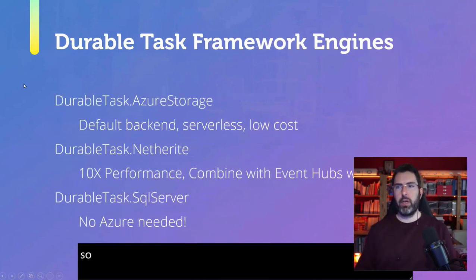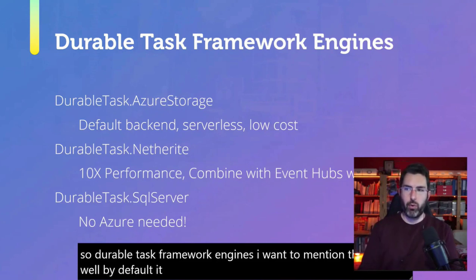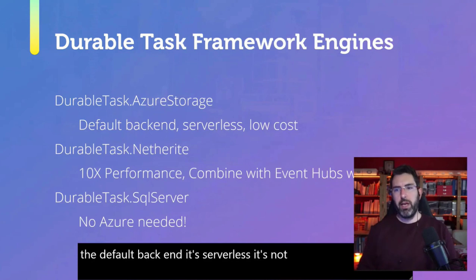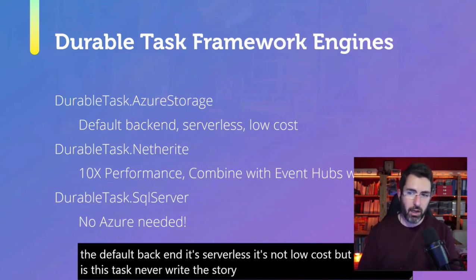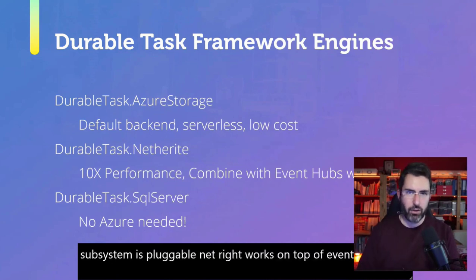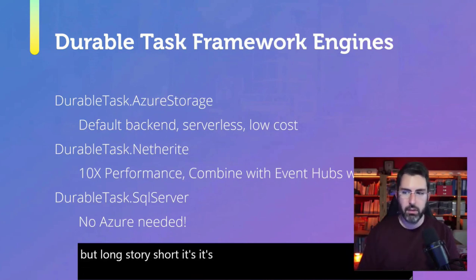So, Durable Task Framework engines, I want to mention those as well. By default, it comes with Azure Storage. It's the default backend. It's serverless and low cost. But then there is this Durable Task Netherite. The storage subsystem is pluggable. Netherite works on top of Event Hubs with the FASTER library, if you know about that. But long story short, it's 10x the performance. So you can definitely replace that.